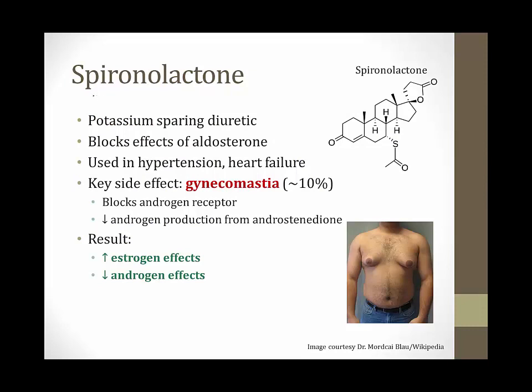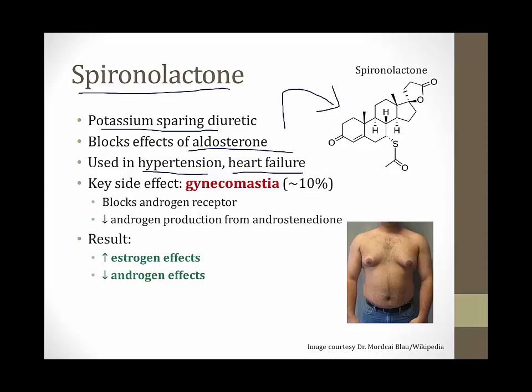There's a tie-in here with pharmacology, and that has to do with the drug spironolactone. Spironolactone is a potassium-sparing diuretic. You can see from its structure shown on the screen that it is similar to many steroid hormones, and for this reason it blocks the effects of aldosterone on the kidneys. This makes it useful in hypertension and also heart failure.